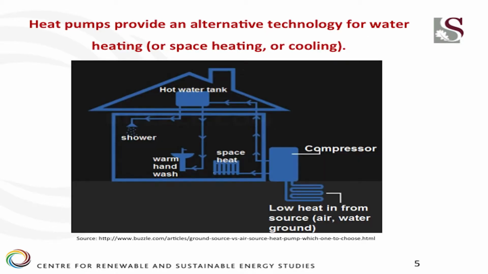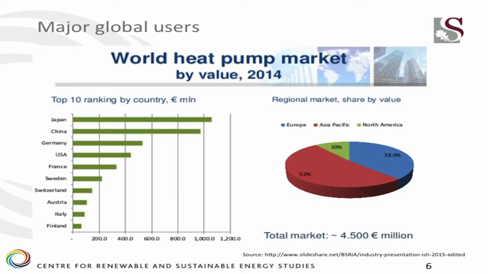This is the general overview of a heat pump. It has various applications. It can be used for hot water. It can be used for space heating. The world market usage for heat pumps is not very large, but these are the major markets. Japan is the biggest, and China, of course, Germany, USA, and the annual total market is about 4,500 million euros.